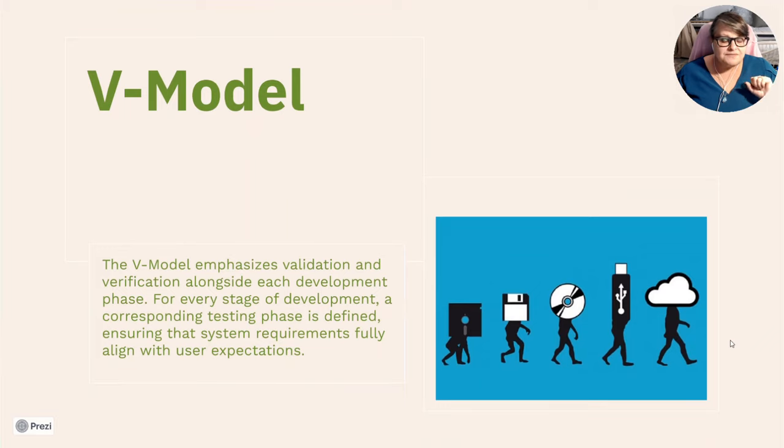The V model emphasizes validation and verification alongside each development phase. For every stage of development, a corresponding testing phase is defined, ensuring that the system requirements fully align with user expectations.